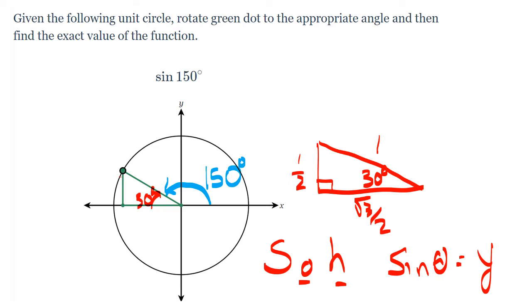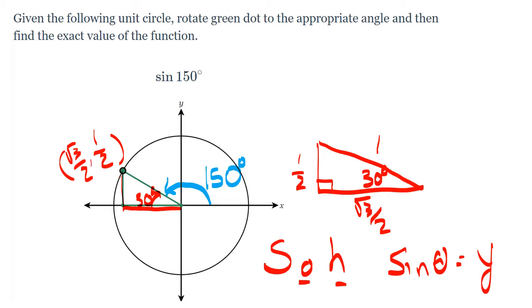Yeah, we can do both. So opposite over hypotenuse would just be a half over 1, so it's just a half. The coordinates of this point are: the x distance would be that distance, which would be square root of 3 over 2. And the y distance right here is actually 1/2.